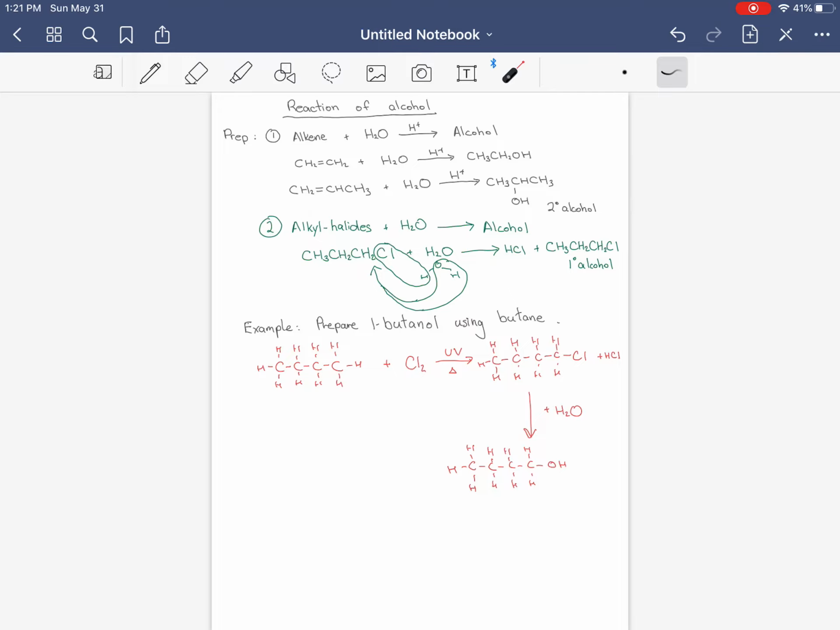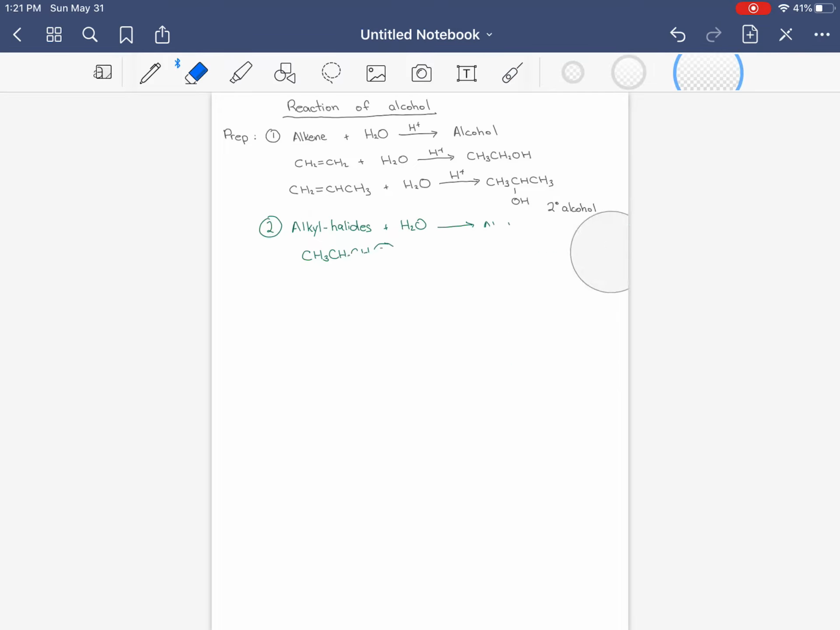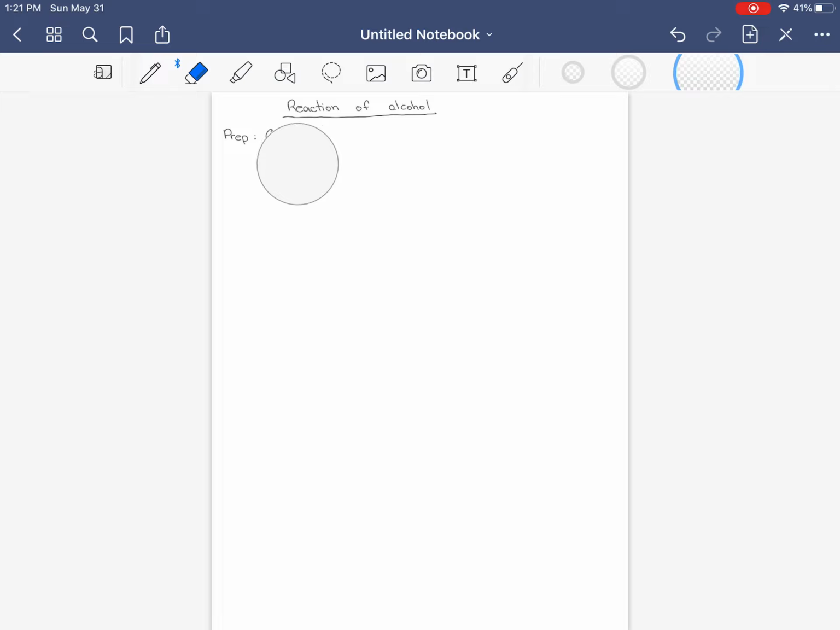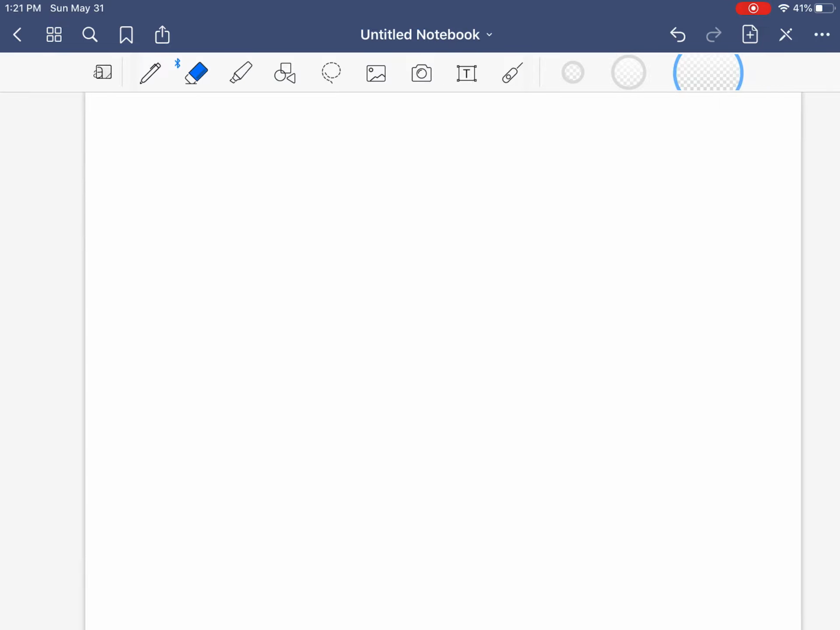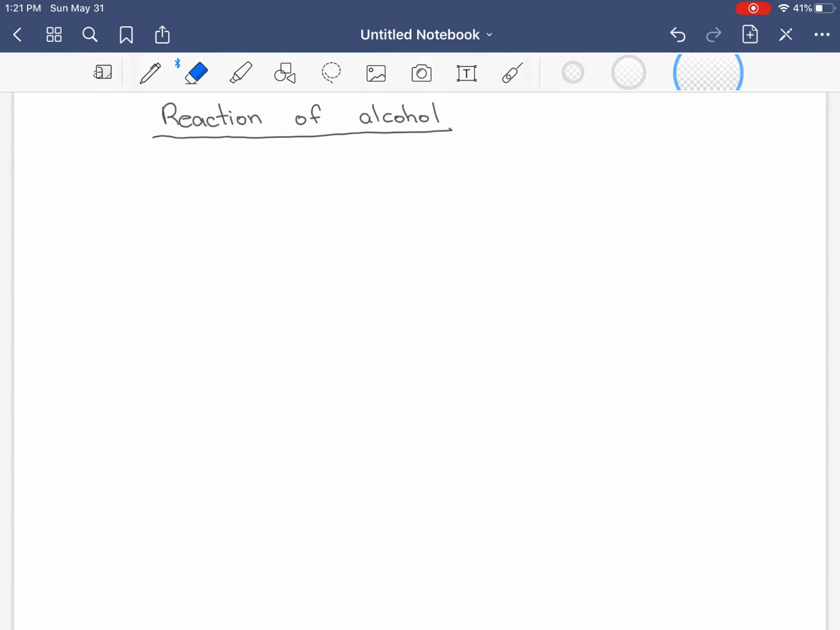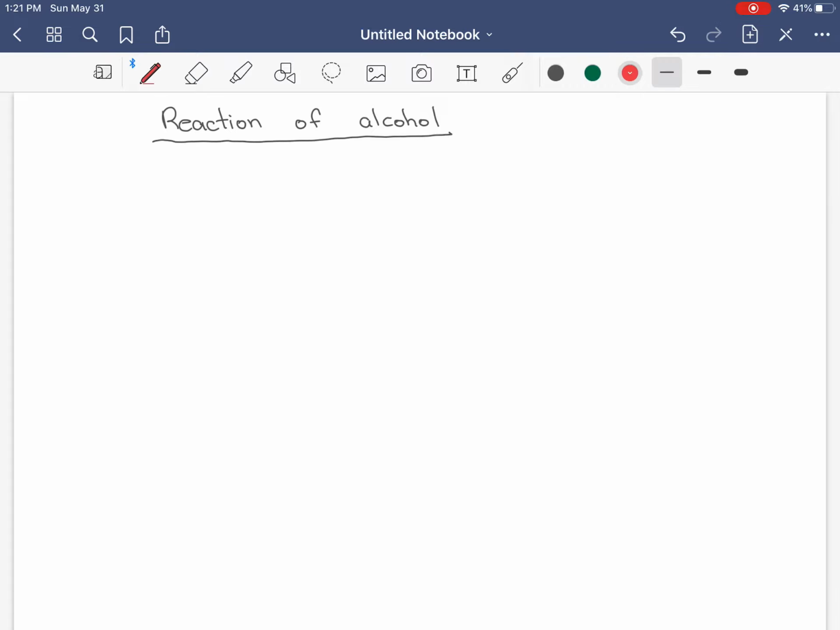Now let's take a look at the reactions of alcohol. Let me erase all of this. All right, let's look at the reaction part of alcohol. What will alcohol react with, and what are the products that you will see?